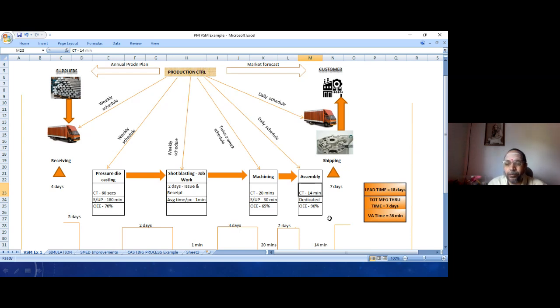So, what does this analysis tell you? That 36 minutes is what I spend on real value addition for which the customer pays. Whereas the time spent by the product on the line is 7 days. And for an entire exercise to happen, it takes 18 days. So what is it that we glean from this?